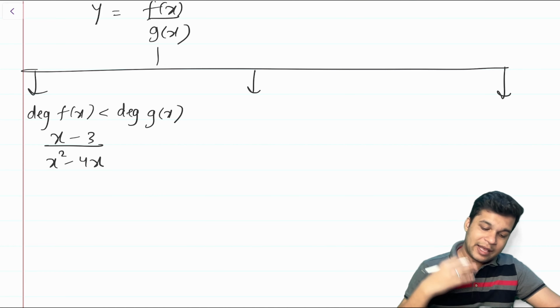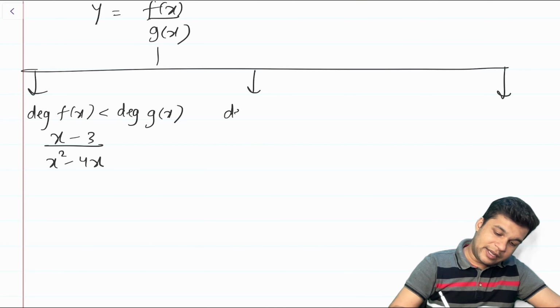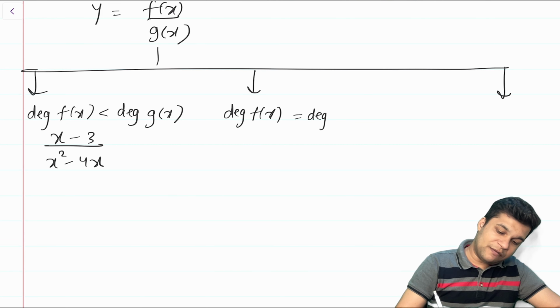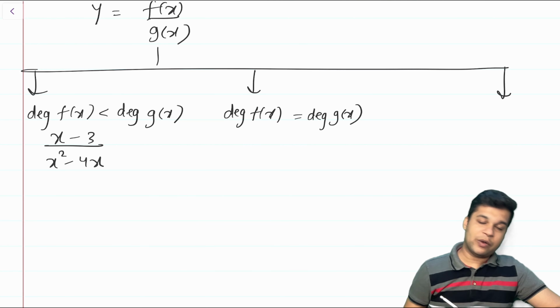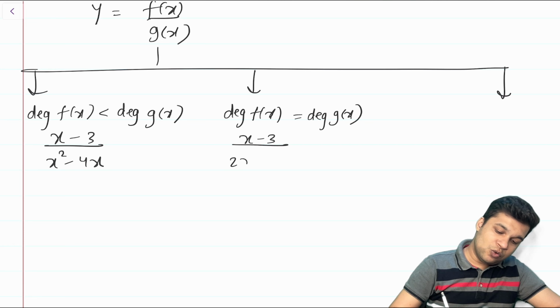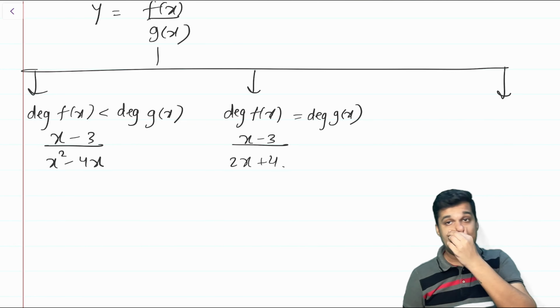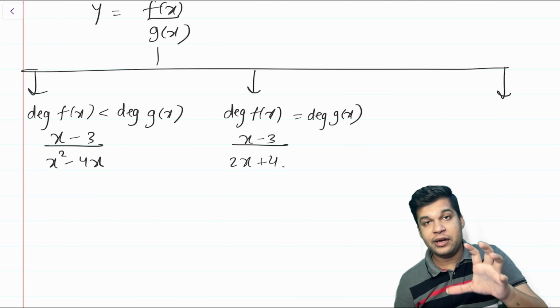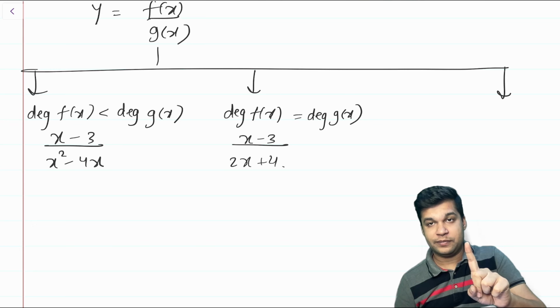Second case, the degree of f(x) is same as the degree of g(x). Okay, what is an example? The example is (x minus 3) divided by (2x plus 4). If you see, both in numerator and denominator, the degree is 1.